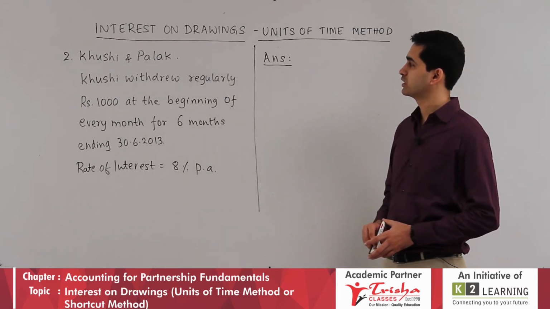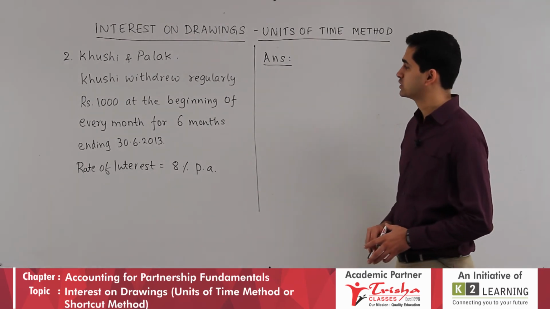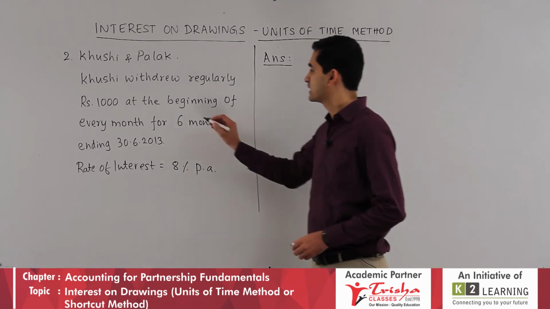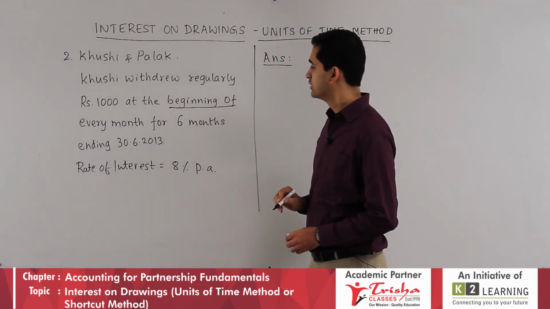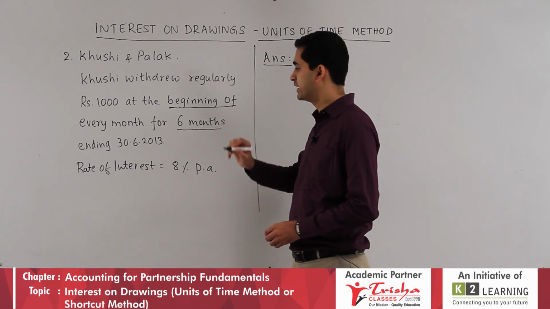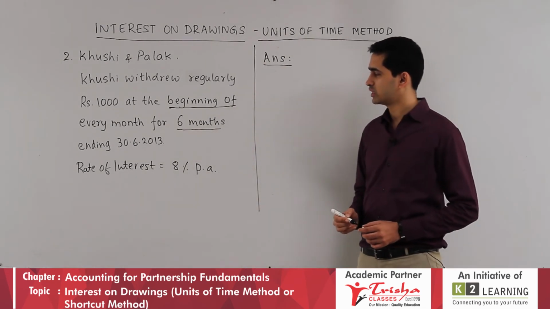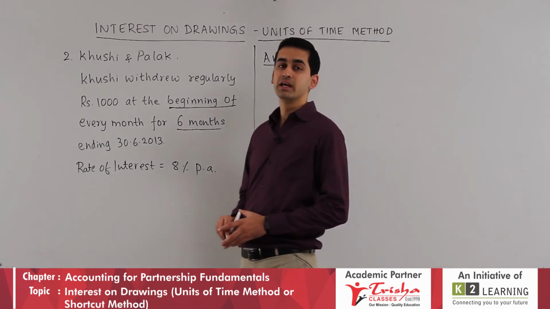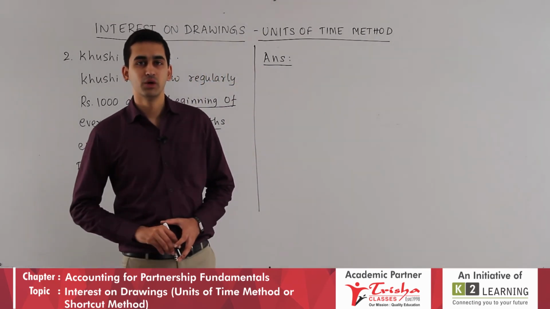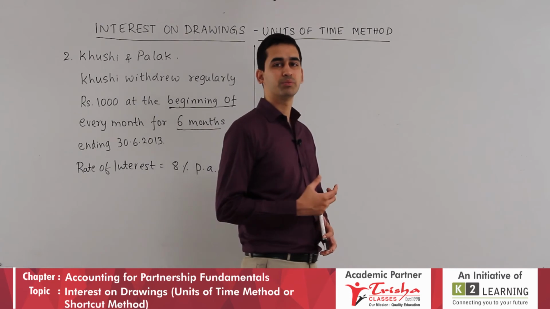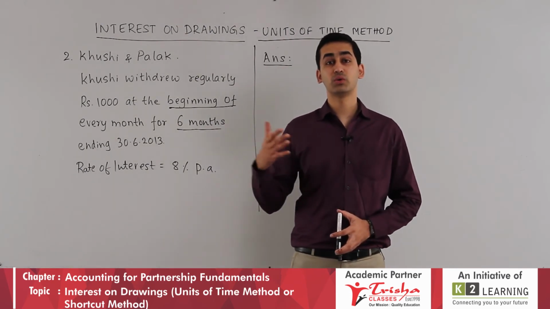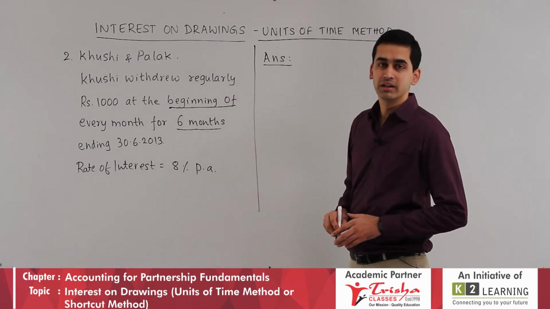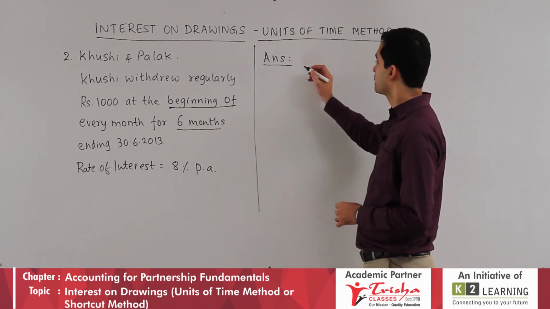Khushi and Palak were two partners and Khushi withdrew regularly 1000 rupees at the beginning of the month for 6 months ending 30th June 2013. Rate of interest is 8% per annum. In the previous problem, they said 2000 rupees, 3000 rupees was withdrawn throughout the year. Here they said it is only 6 months. Now, let us apply the formula.